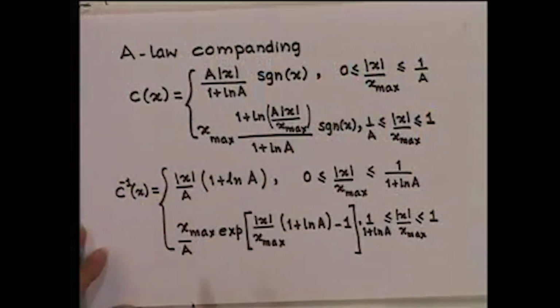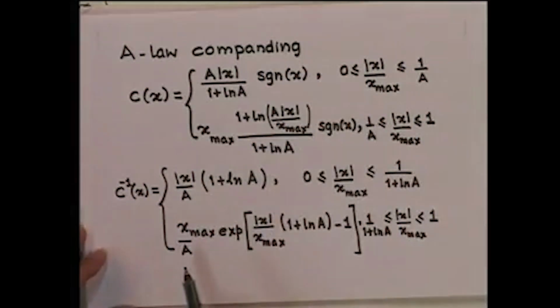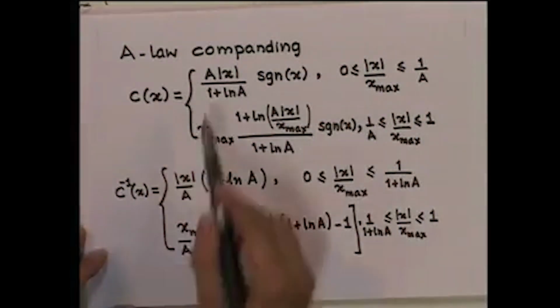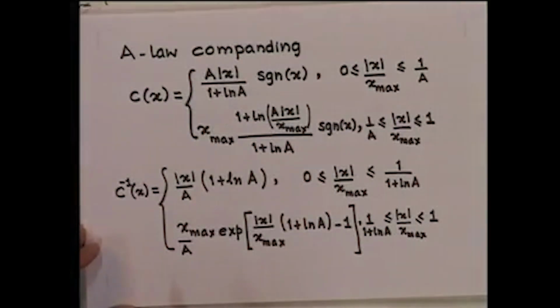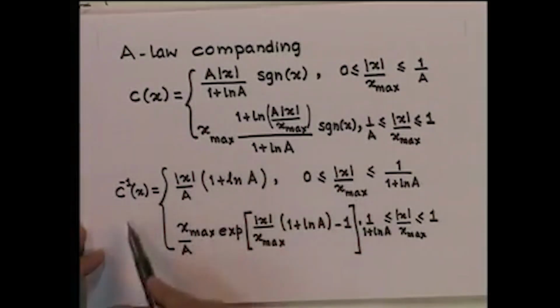So, this is A law companding, where the characteristic is a function of the parameter A, and the typical value for A is equal to 100, and for the same A law companding, the expander characteristic is specified as shown here. Now, let us take a few examples to understand these concepts in a better way.